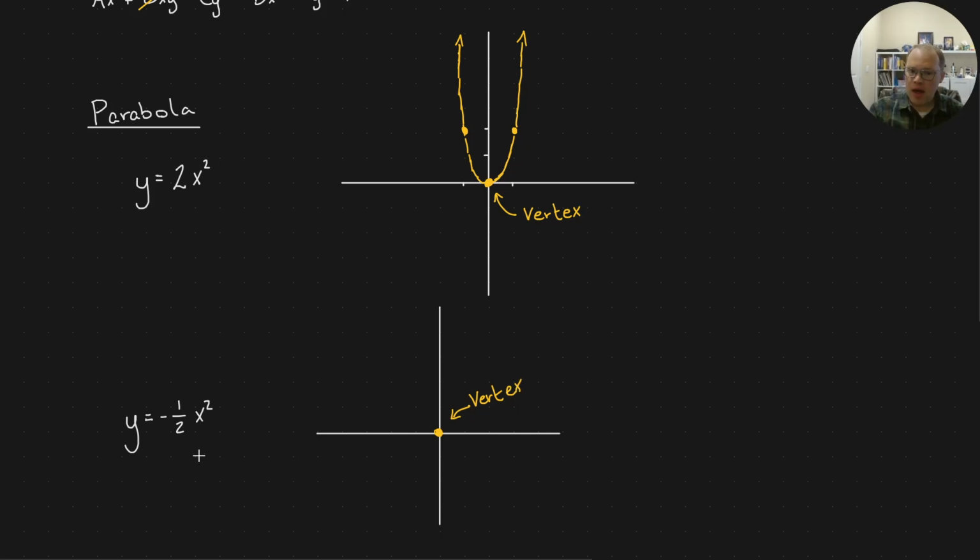Okay. And then if I go 1 unit to the left or to the right of that vertex, I'm going to go, in this case, since it's negative, down 1/2 unit. So 1 unit to the right, I go 1/2 a unit down. 1 unit left, I go 1/2 a unit down. And I get a sort of U shape.